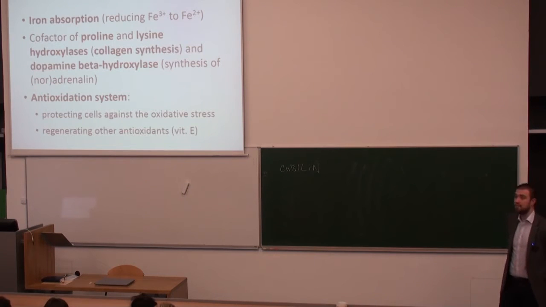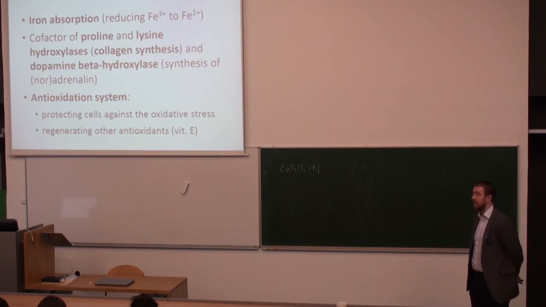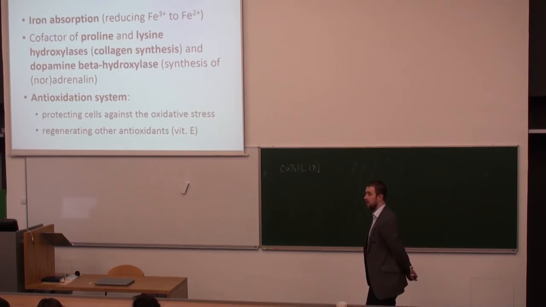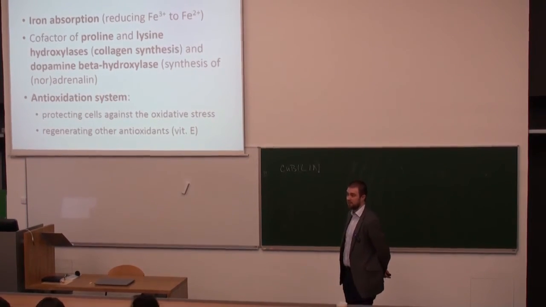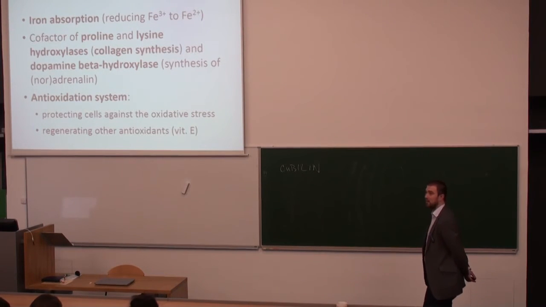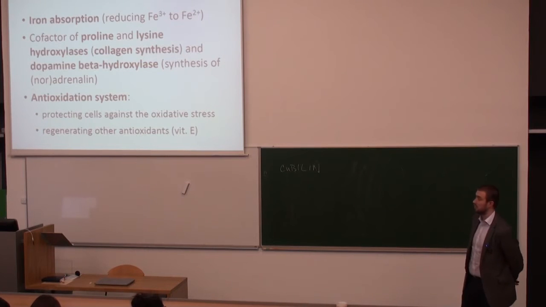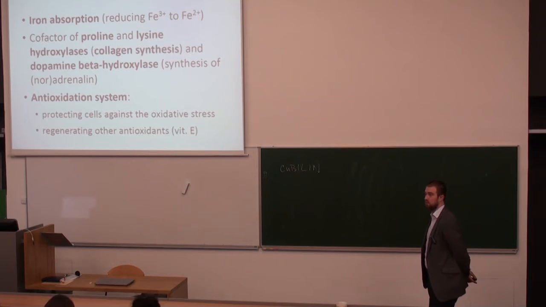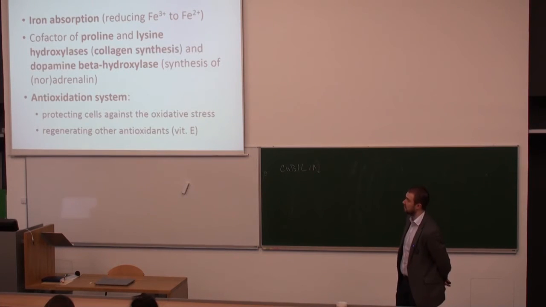Here you have three basic roles of vitamin C. First is that it helps with iron absorption. It reduces iron +3 to iron +2, and therefore it's helping to absorb, since you know that the divalent metal transporter takes the iron +2, especially from the food and from the lumen of the GI tract.